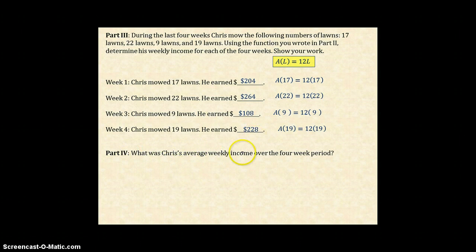And what was Chris's average weekly income? Well, to find the average, we just add up the amounts of money that he made and we divide by how many of those there are. So there's 4 of them. Go add them all up. That's $804 divided by 4. So his average weekly income was $201.